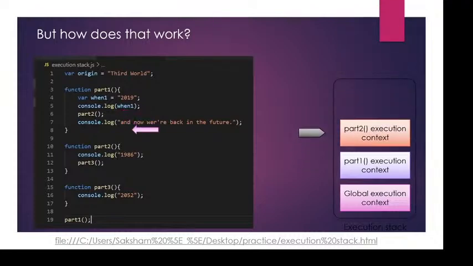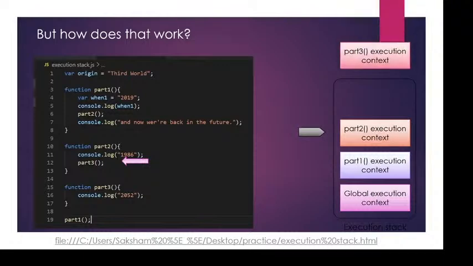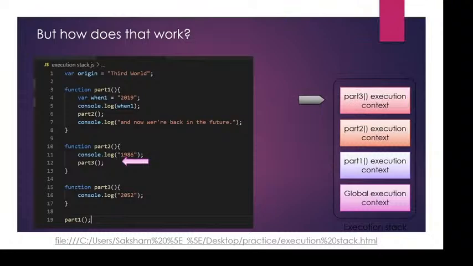So in the part 2 execution context, there's just one console.log statement which says 1986. We're going to see that logged, and then we're going to get part 3, okay. Before closing part 2, we are now getting part 3. So what will happen? The part 3 execution context gets stacked upon the whole execution stack, okay, just like that. Now that we are in the part 3 execution context, we'll console.log this statement, and then we'll get out of it.